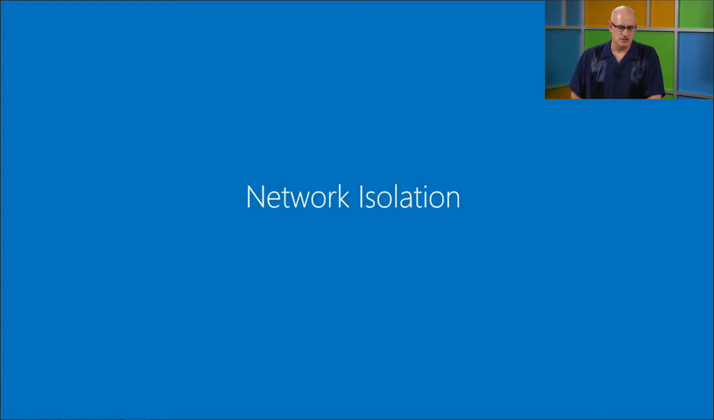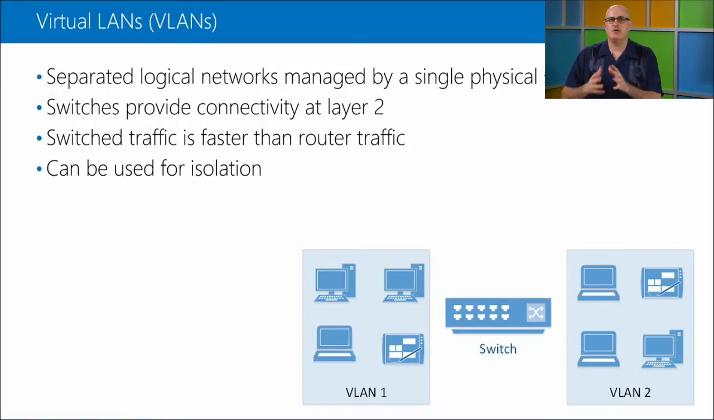Network isolation. Basically with VLANs, enabling a computer to be isolated from the rest of the system, disabling it or disallowing it to communicate with those other systems until it comes back into compliance. A virtual network, virtual LAN, is separated logical networks managed by a single physical switch. Switches provide connectivity at layer 2, the data link layer. Switch traffic is faster than router traffic and can be used for isolation.